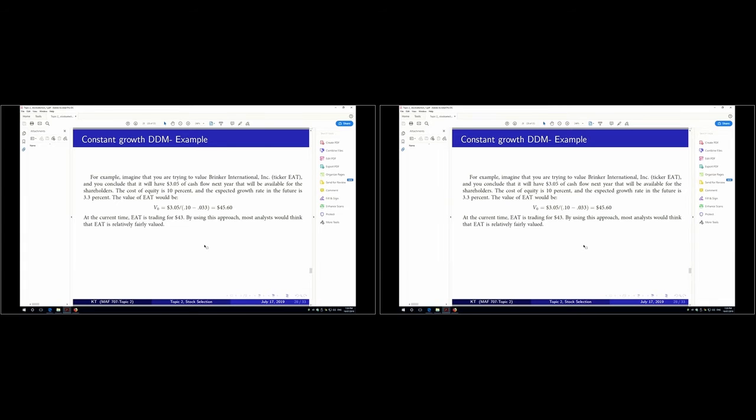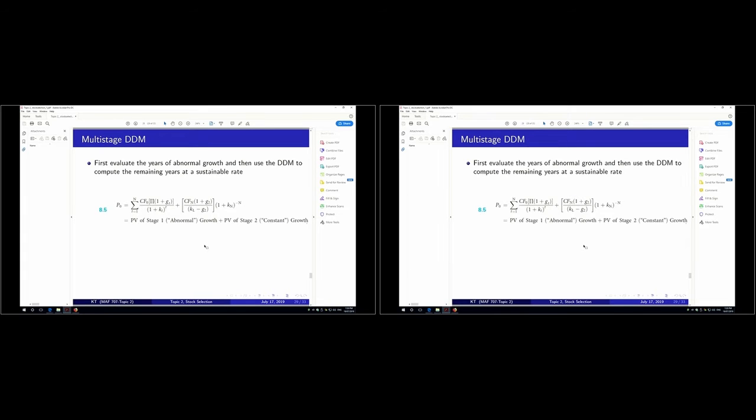At the current time, EAT is trading at 43. By using this approach, most analysts would feel that it's almost fairly valued. It's 45.60. Naturally, it's a sell, but it's a fairly valued element.